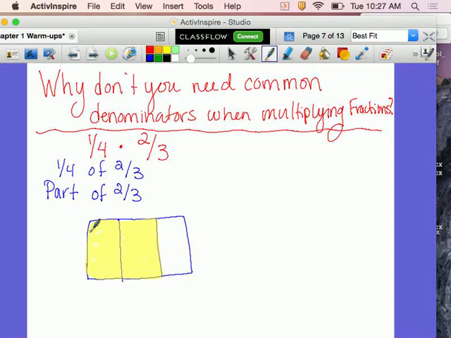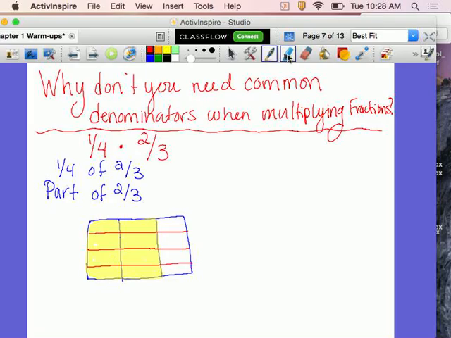Well, to do that, I can just go ahead and separate my area model here into fourths. So you can see I have 1, 2, 3, 4 pieces. And I want to know how much 1/4 of 2/3. Remember, the 2/3 is the yellow part, so how much is 1/4 of that?